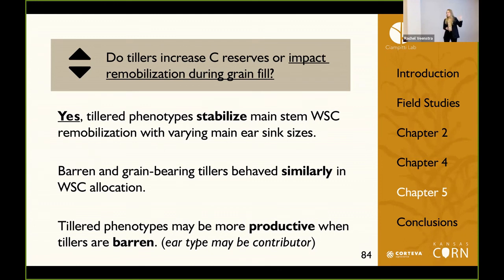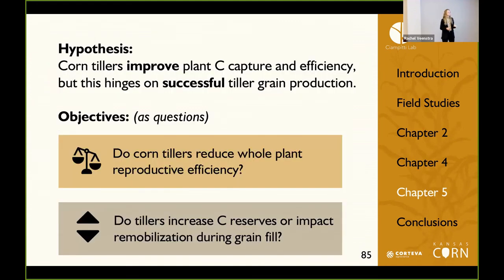We also have data for R3, which I did not show today, but the relationships remain similar. The tiller phenotypes also appear to maybe be more productive when tillers are barren rather than when they have ears on them. And there's an important caveat with that, because tillers are notorious for putting on tassel ears. Not every ear that a tiller puts on is going to have grain on it. So if we were to take that apart just a little bit more, we might find that that could be a contributor to that relationship that we're seeing.